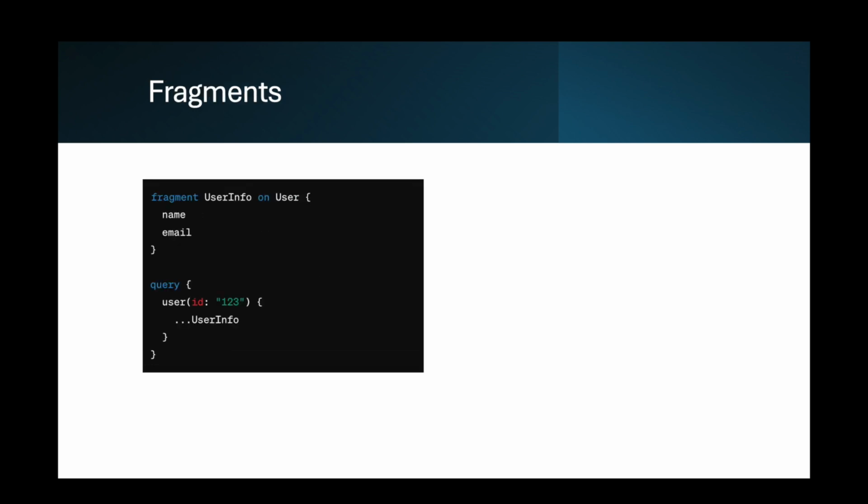Next, let's look at fragments. Fragments allow clients to define reusable pieces of query logic that can be included in multiple queries. This helps to avoid duplication and maintainability issues in large GraphQL schemas. For example, a fragment might look like this. In this particular query, the userInfo on the first line includes the fields defined in the userInfo fragment for the user query.